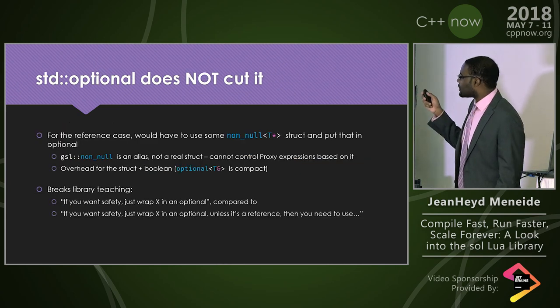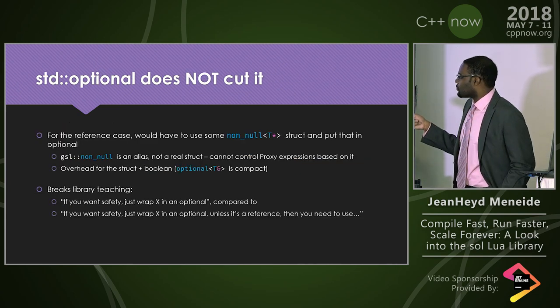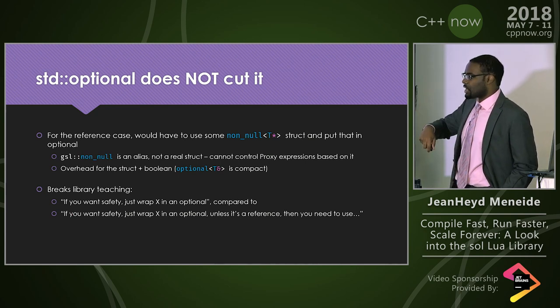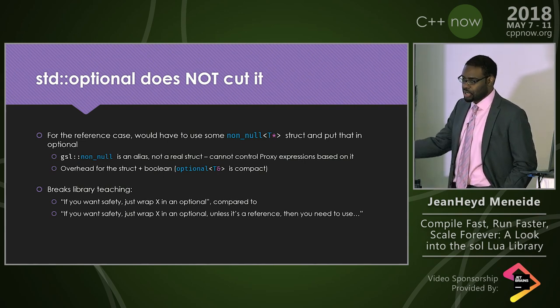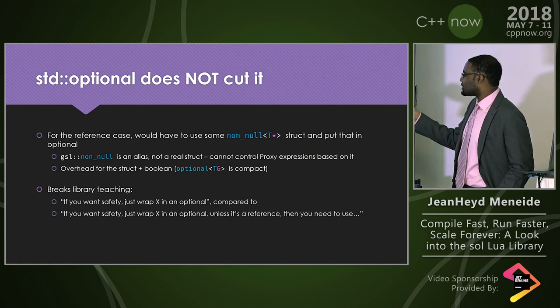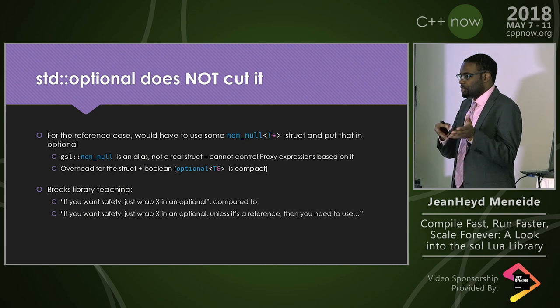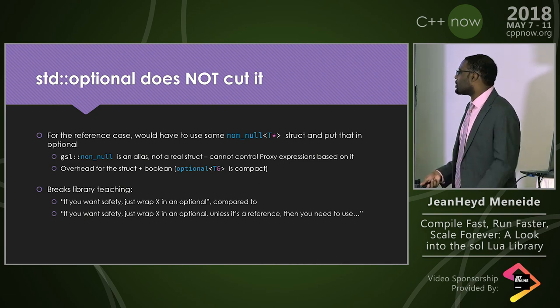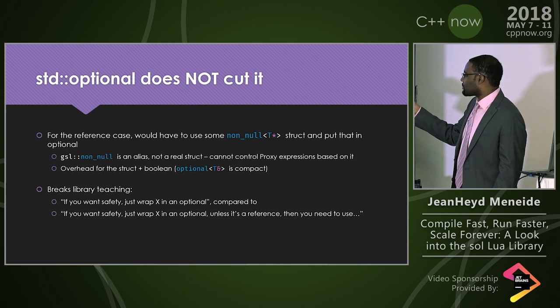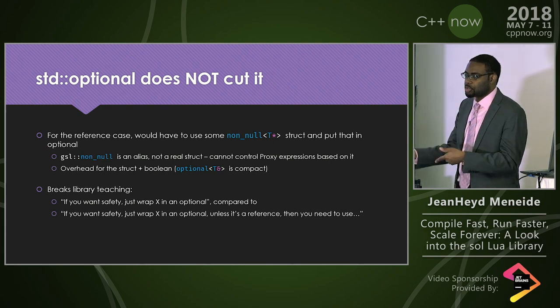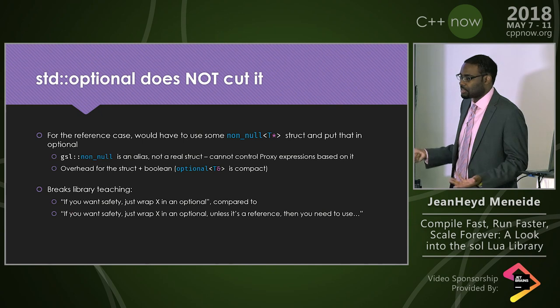And to explain why standard optional doesn't cut it: for the reference case, I would have to use a non-null T-star struct and put that in the optional in order to get the semantics I want, to avoid the nil check and the penalty that incurs. GSL non-null is an alias, so it's not suitable for this case because it just disappears in the compiler, and I'm just getting a pointer and I'm back where I was before. Plus the overhead of making my own non-null struct and putting it in an optional is not okay, because I can't specialize standard optional to behave properly with my non-null.